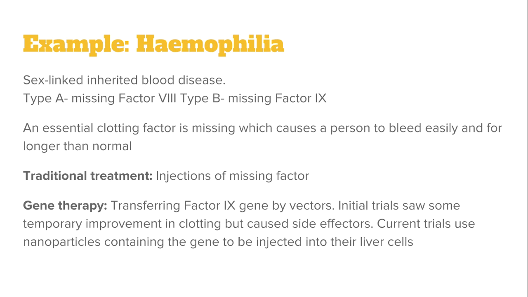But in terms of starting to use gene therapy, they've tried transferring just the factor 4 gene by vectors. Initial trials saw some temporary improvement in the clotting, but caused side effects. And in current trials, they're using the nanoparticles which contain the gene, and they're being injected into the liver cells to be used by the body.